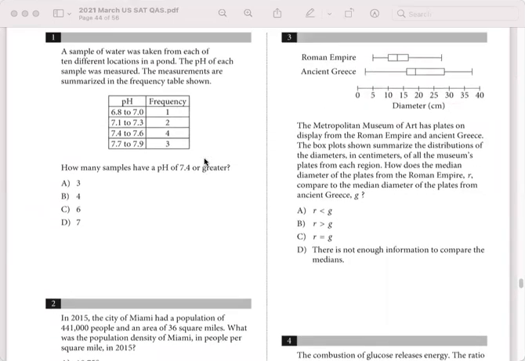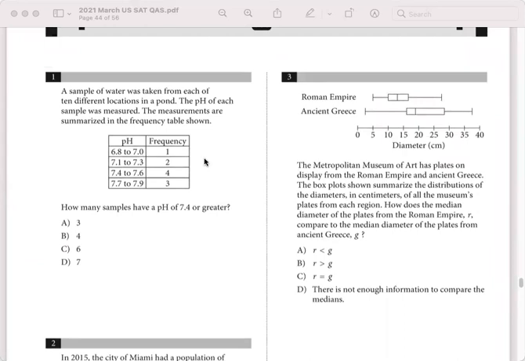Okay, question 3. So this shows two box plots. The Metropolitan Museum of Art has plates on display from the Roman Empire and ancient Greece. The box plots shown summarize the distributions of the diameters in centimeters of all the museum's plates from each region. How does the median diameter of the plates from the Roman Empire, R, compare to the median diameter of the plates from ancient Greece, G?